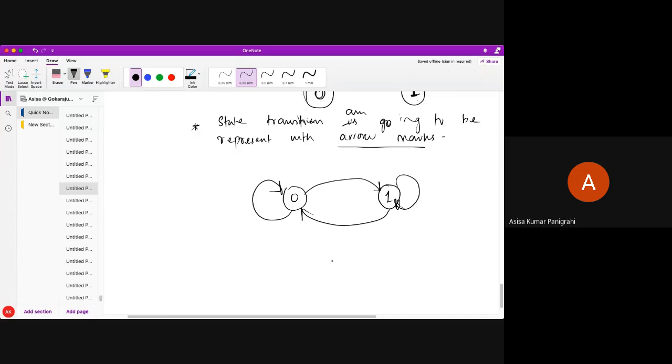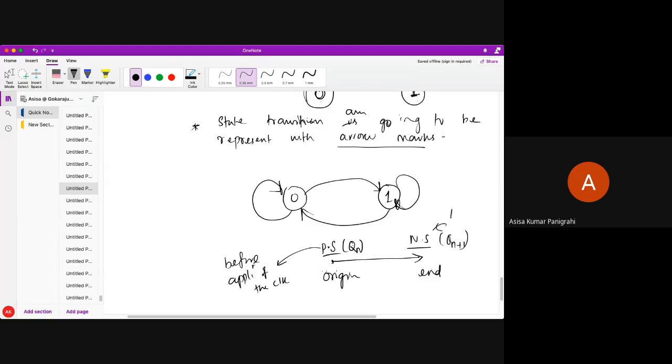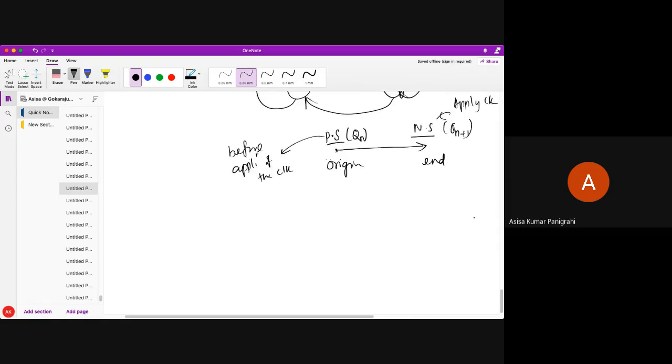From the arrow mark, what do you understand? It has two points, one is the origin and another is the end point. The origin is the present state of the flip-flop, and the end point is the next state. The present state is Qn before application of the clock pulse, and the next state is Qn plus 1 after application of the clock pulse. Any doubt, please let me know. If not, I'll go to the next part, the state diagram design.